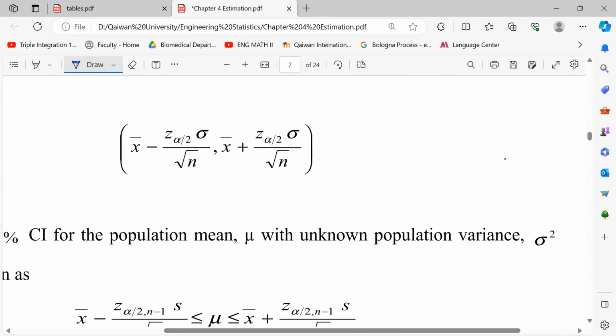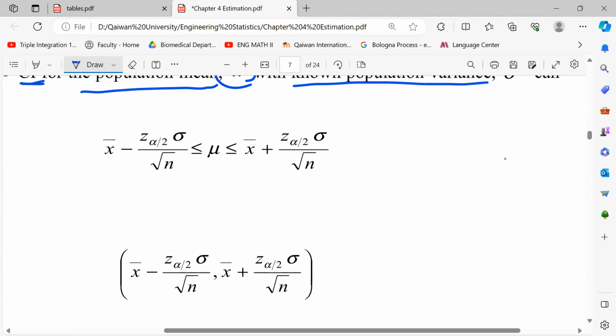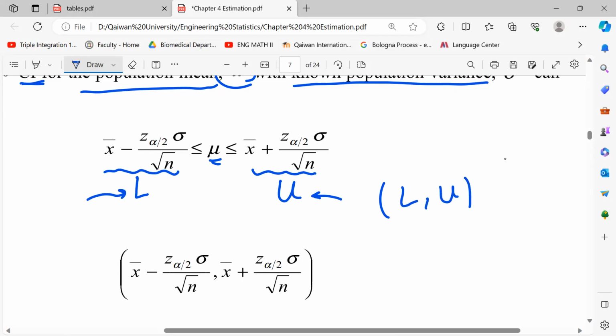The rule is this one. We say mu is between this and that. What are these two? This is L, this is U. I name that: this is lower, this is upper. What are these? This is the interval of L and U. L is the lower point of the interval.